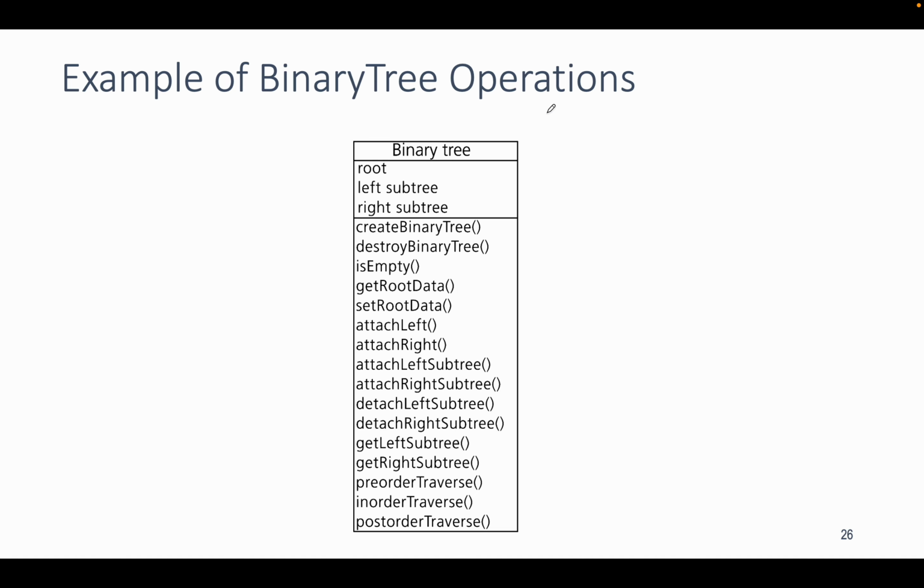and here are the operations that we can take for the binary tree. One is create a tree, destroy a tree, empty, get root, set root, attach left, right, left subtree, right subtree, detach left, right subtree, get left, get right, pre-order, in-order, post-order. Here is the part that we're going to talk about. Okay, most of the confusing parts in this lecture.